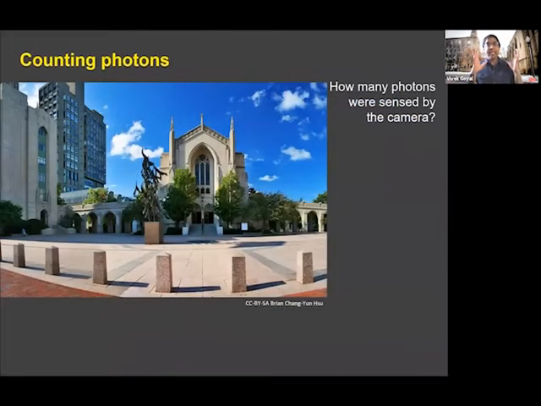So to start with, here's an ordinary digital photograph of Marsh Plaza at Boston University. How many photons do you think were detected by the camera to produce it? If I had taken the time to set up the Zoom as I would for my teaching, I might have set up a survey question here. Whoops, I actually clicked ahead without giving you a chance to think about your answer.